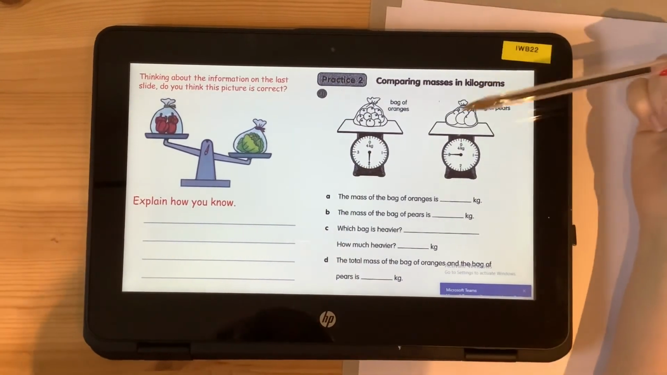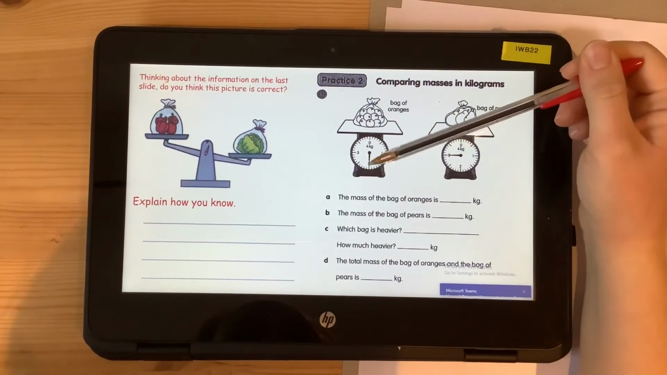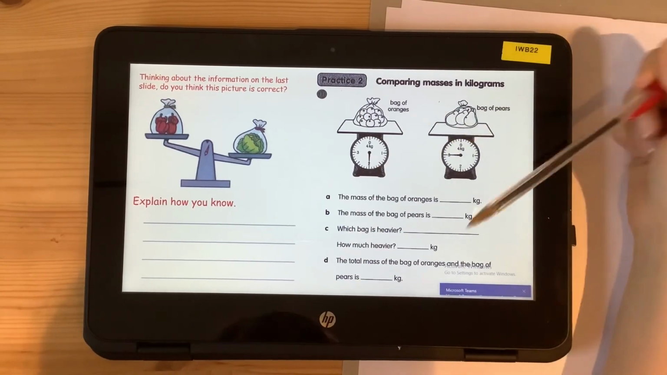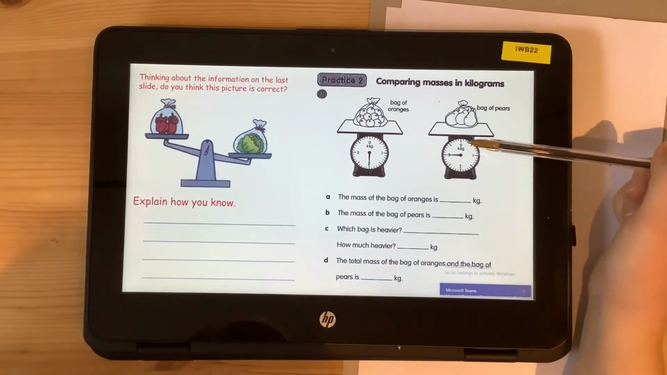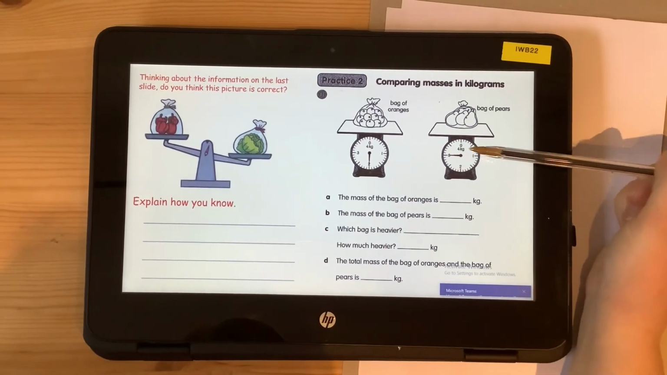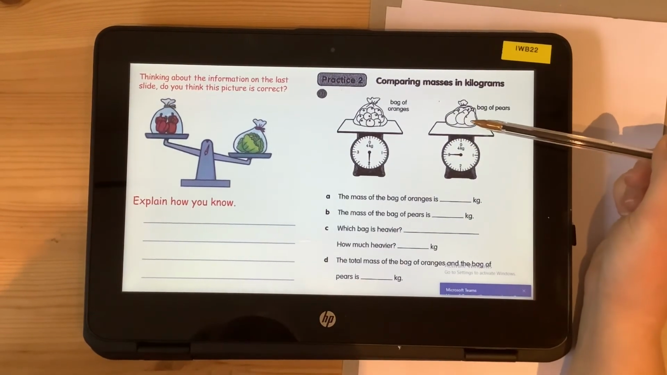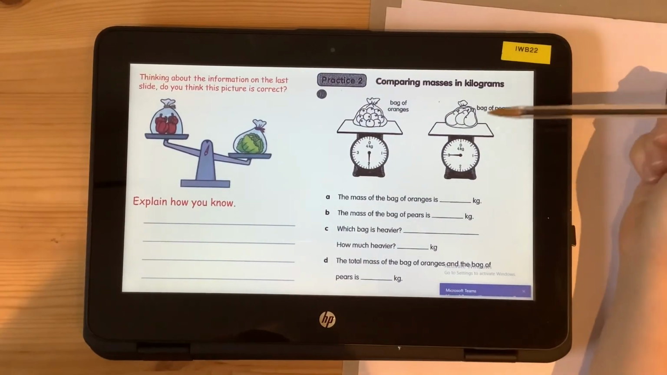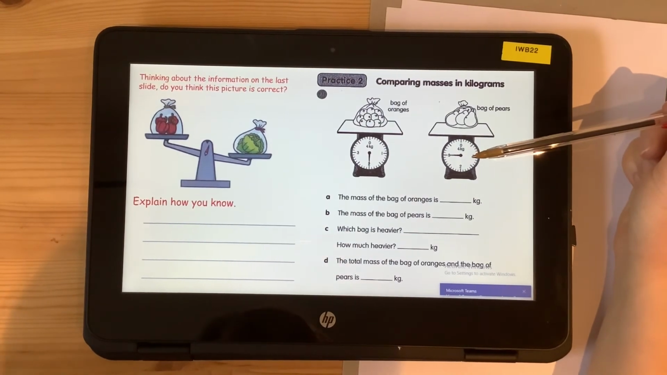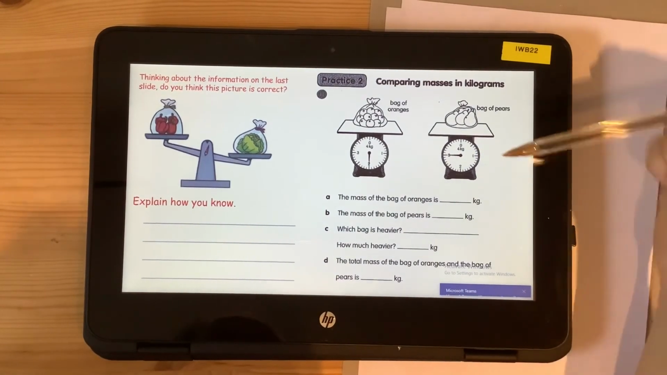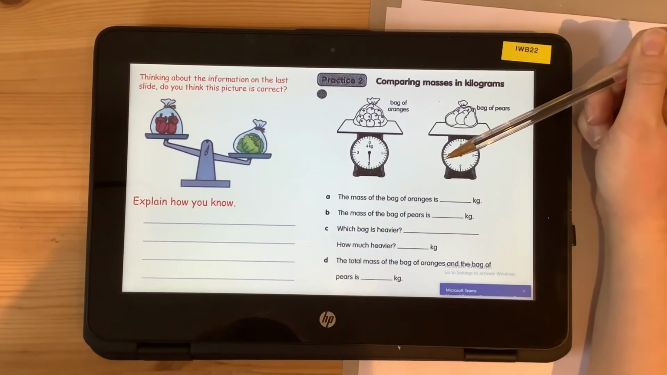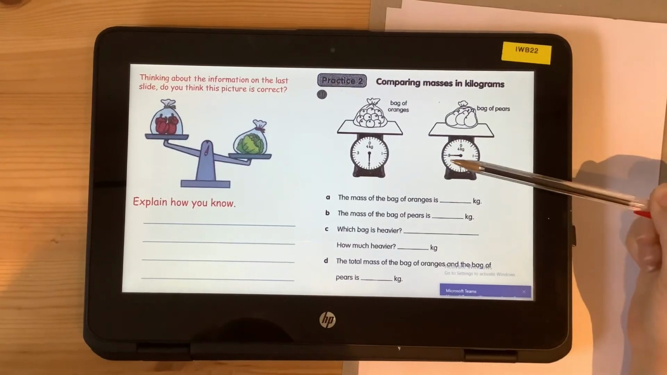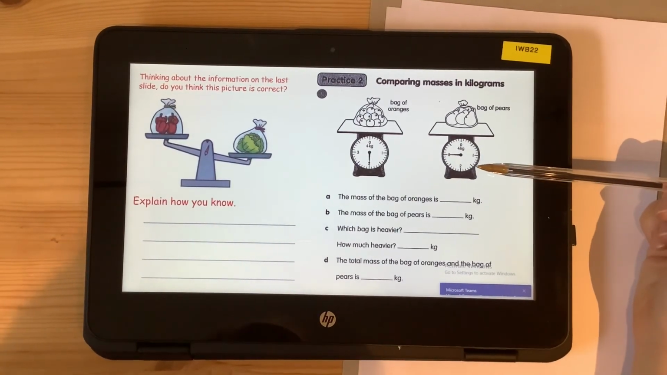The mass of the bag of oranges is, well, look at the needle, it's pointing to 2, so we know the mass of the bag of oranges is 2 kilograms. The mass of the bag of pears, well, if you look, the needle's gone all the way around to the 3, and we know it's measuring in kilograms, so the mass of the bag of pears is 3 kilograms. Which bag is heavier? Well, the bag of pears is heavier. How much heavier? Well, it is 1 kilogram heavier, because 3 take away 2 is 1. If you look here, it was pointing at the 2 and it's moved around to point at the 3. So we know it is 1 kilogram heavier.